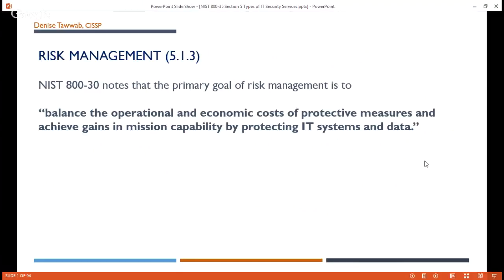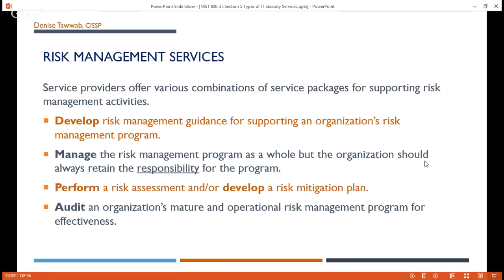Next up, under management services is risk management. If you hire someone to handle risk management for you, or you choose to do it in-house, NIST 800-30 is the primary guidance for risk management. And it states that the primary goal of risk management is to balance the operational and economic cost of protective measures and achieve gains in mission capability by protecting IT systems and data. That's in NIST 800-30, which talks about risk assessments. NIST 800-39 talks about the risk management process. Both important documents.